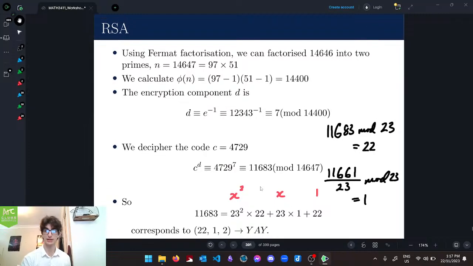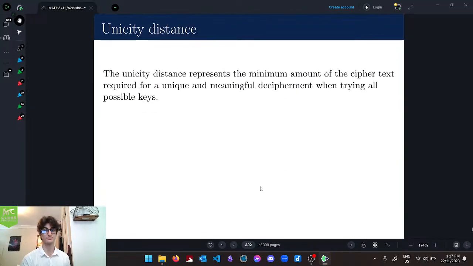So that was just a nice little example, RSA, of public encryption-decryption. Unicity distance is a concept that represents the minimum amount of ciphertext required for a unique and meaningful decipherment when trying all possible keys.